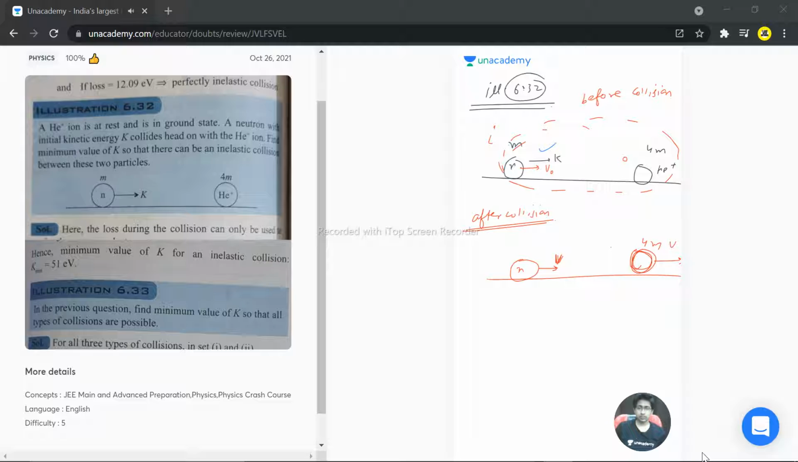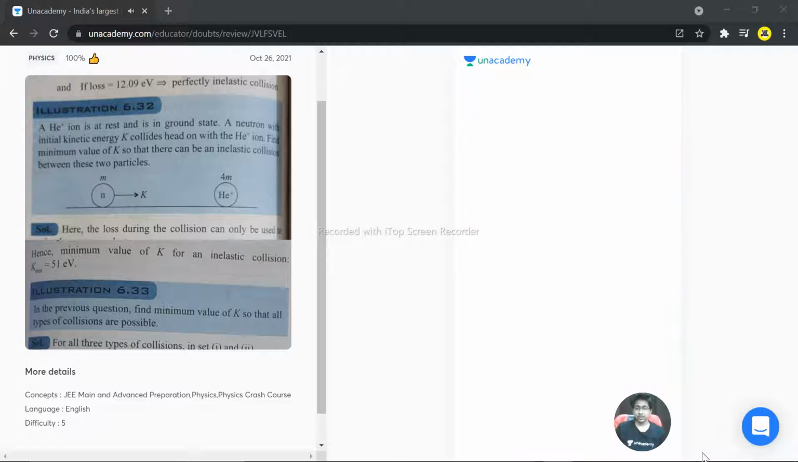Now let's use momentum: p initial equals p final. Initial is m into v naught plus 4m into 0. Final is m into v plus 4m into v. So m cancels out, and we can write 5v is equal to v naught. So v is coming out to be v naught by 5.